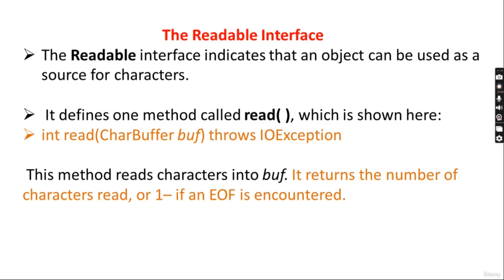The Readable interface, first of all, indicates that the object can be used as a source for characters, so those characters can be read. It defines one method called read, which throws IOException, and these characters will be stored; it reads characters into the buffer and returns the number of characters read, or -1 if end of file is reached.